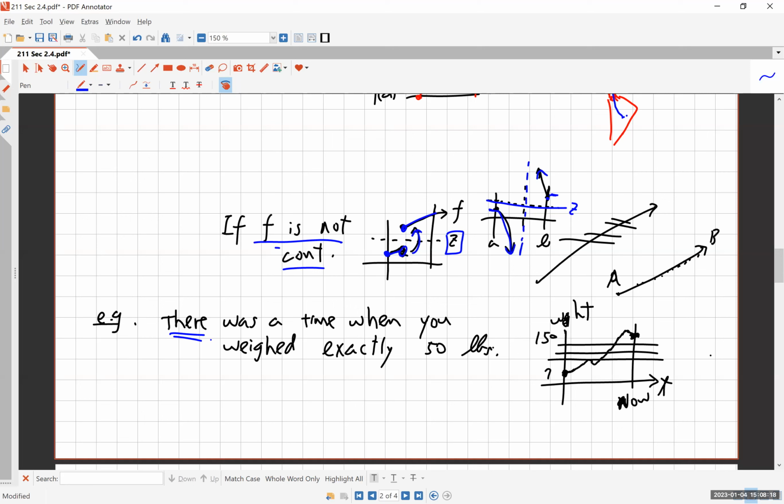Think about this in your life. You realize there was at least one time when you weighed exactly 50 pounds, assuming that you now weigh more than 50 pounds. How so? And why is the intermediate value theorem relevant to this statement?